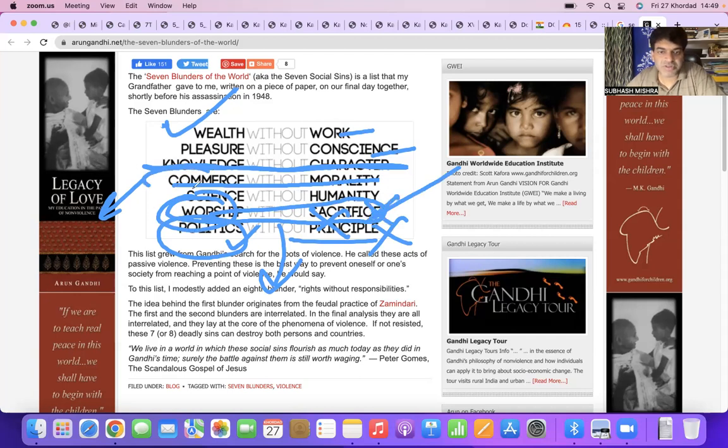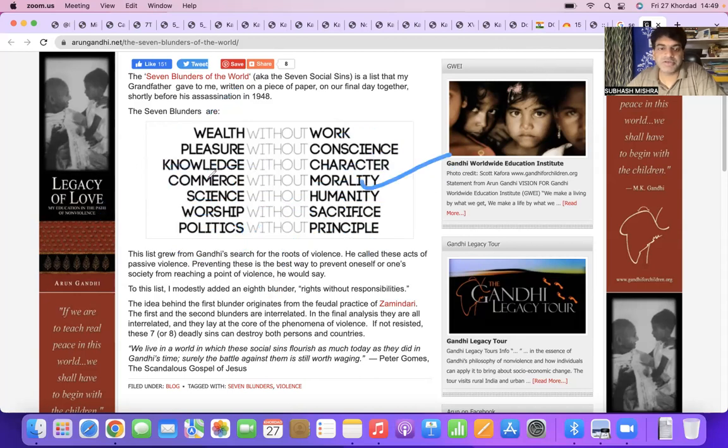Then commerce without morality. Without morality, you should not do commerce. That is professionally competent, very profitable business. Without morality is a dead business, as seen by Gandhiji. So this is the seventh thing.